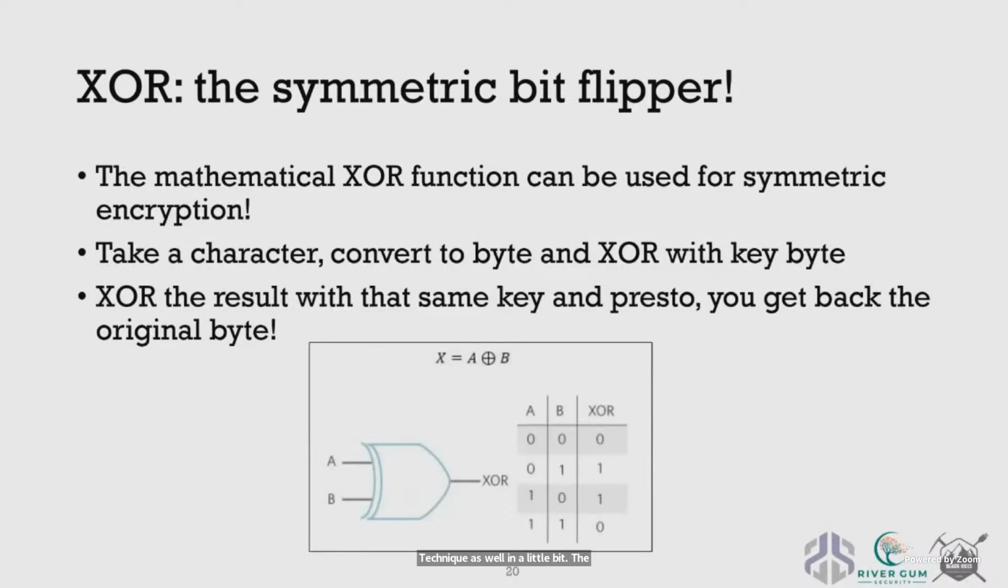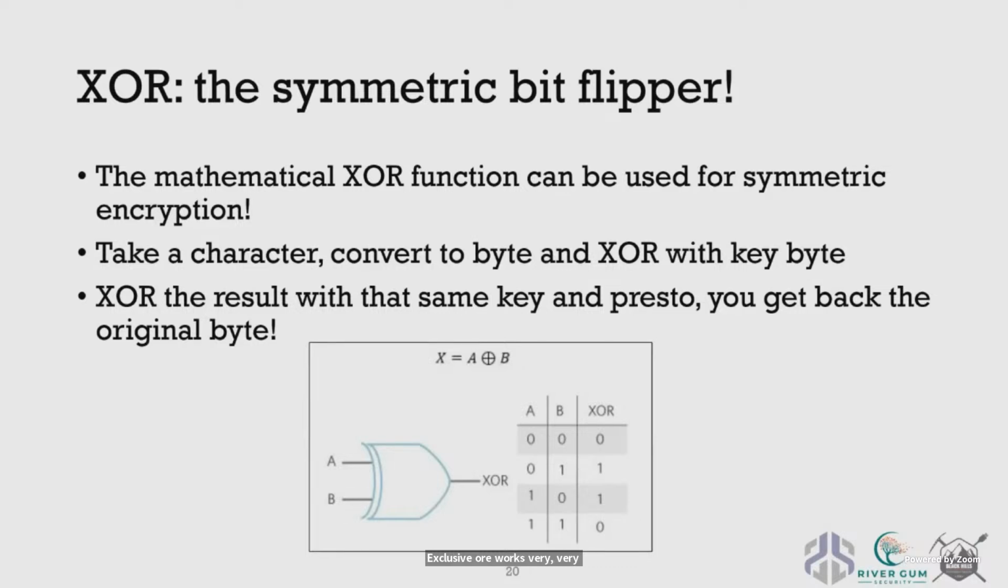The simplest encryption that you can use is just exclusive OR. The mathematical exclusive OR function can be used for symmetric encryption because we call the exclusive OR function a bit flipper. You take a character, you convert it to a byte, you XOR it with the key byte, and you get, well, cipher byte, if you like. Now, if you take that cipher byte and you XOR it back with that key byte, you recover the original plain text byte. So on a single byte basis, exclusive OR works very, very well, okay?